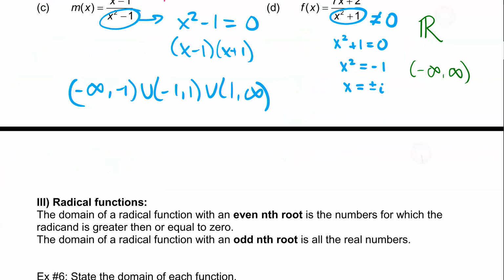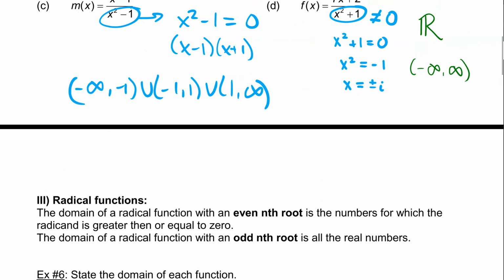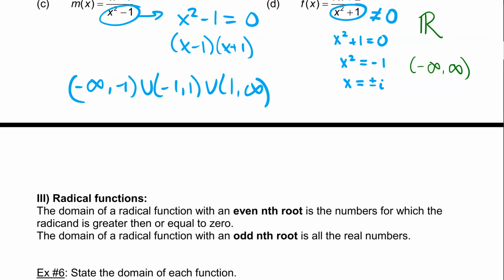Wonderful. All right, and radical functions. Give me a couple more seconds to write this down. Okay, so radical functions. The domain of a radical function with an even nth root is the numbers for which the radicand is greater than or equal to 0. So as long as it's an even root.